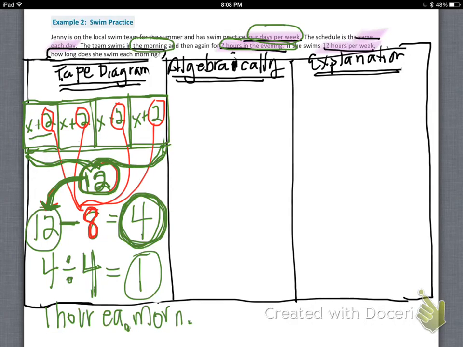That's what it looks like doing it with a tape diagram. So again, if you haven't done it algebraically yet, come on back after you have looked at this. Maybe this has given you some ideas on how to change the way you did it algebraically, or maybe not.